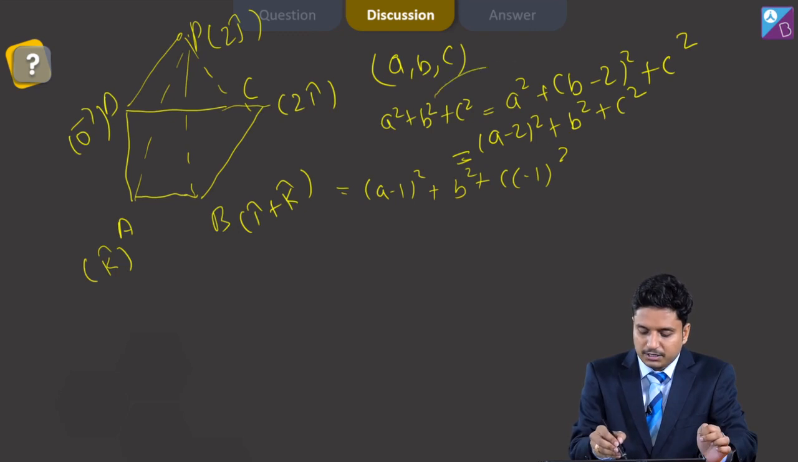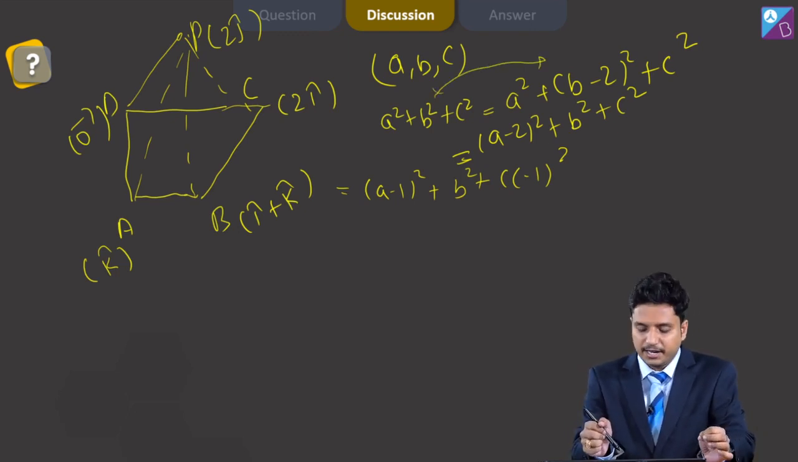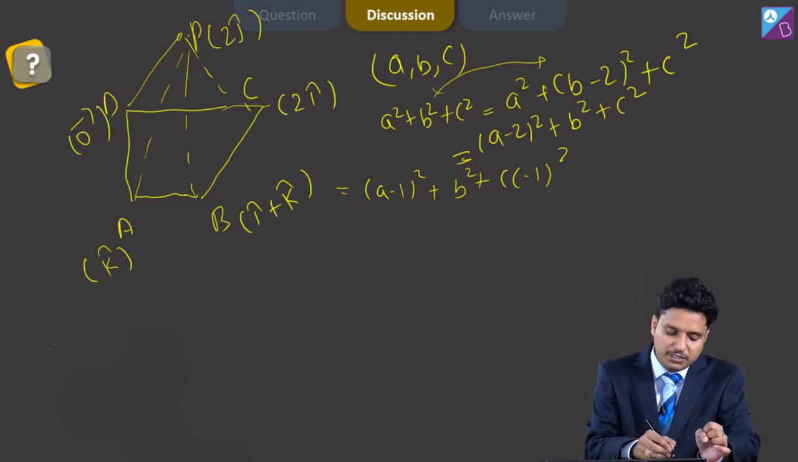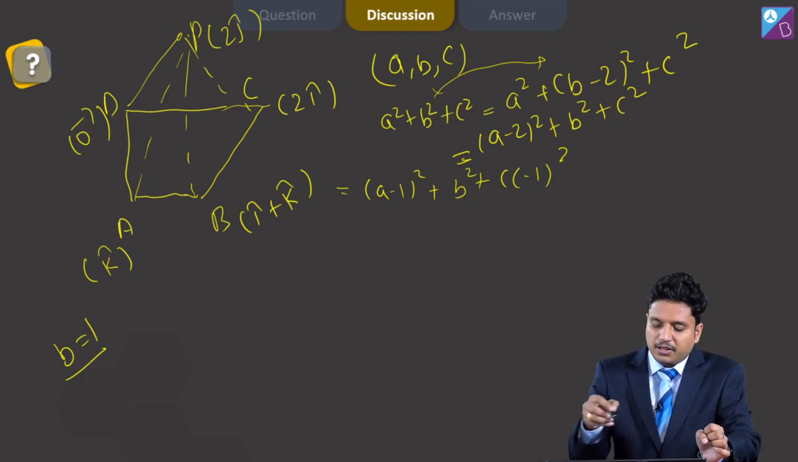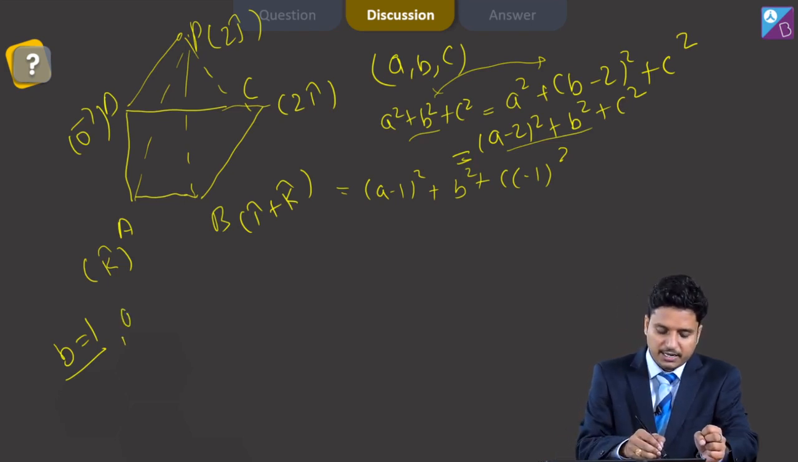So from two equations, what we can observe is that A square and C square simply get cancelled, and B square equals (B minus 2) whole square, that means B must be equal to 1. Similarly, from the first and third equations, we can observe that B square and C square get cancelled, and A square equals (A minus 2) whole square, that means A is again equal to 1.